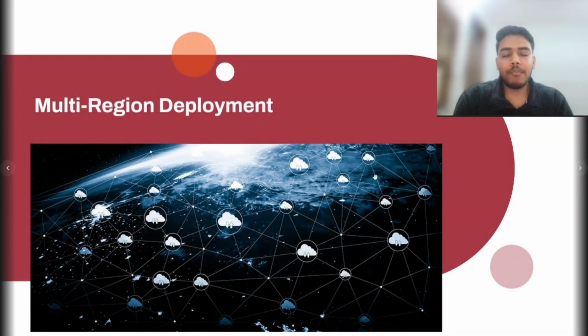Next we have multi-region deployment. As you know, AWS has global centers around the world. So your business is not limited to just one space. You can have multiple centers around the world, which can help streamline your services around the world, and you can expand your services.